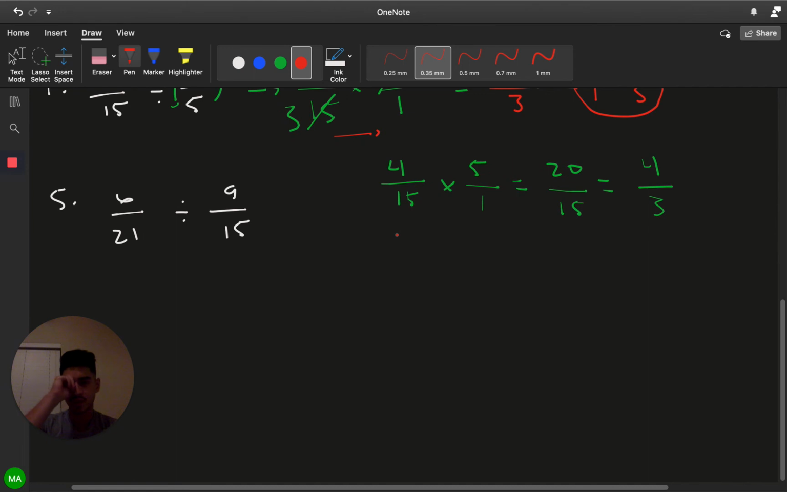Number 5 is the same exact thing. We're going to flip the sign and we're going to work straight across. So flip the sign, find the reciprocal, and work straight across. So we get 6/21 times 15/9. So let's look at this first. Before we go ahead and get started, these are really big numbers. It's going to be hard for me to solve that in my head. I have to actually write that down. But one thing you can do is you can see if any of these numbers can be reduced.